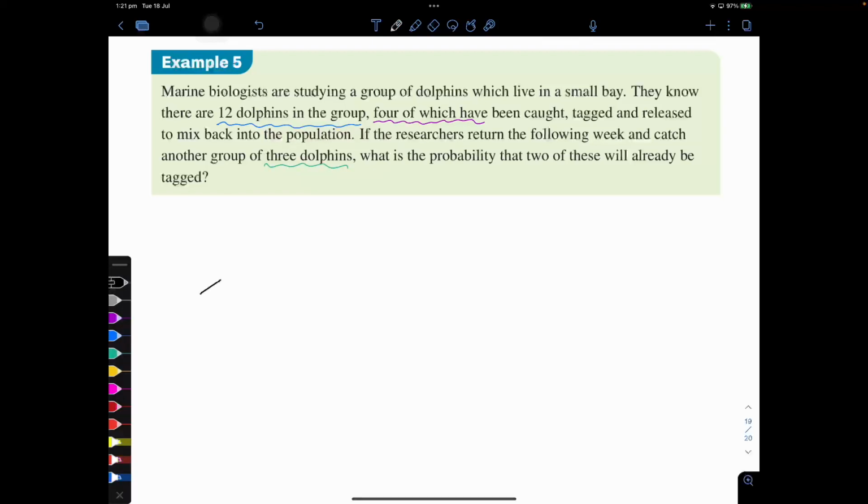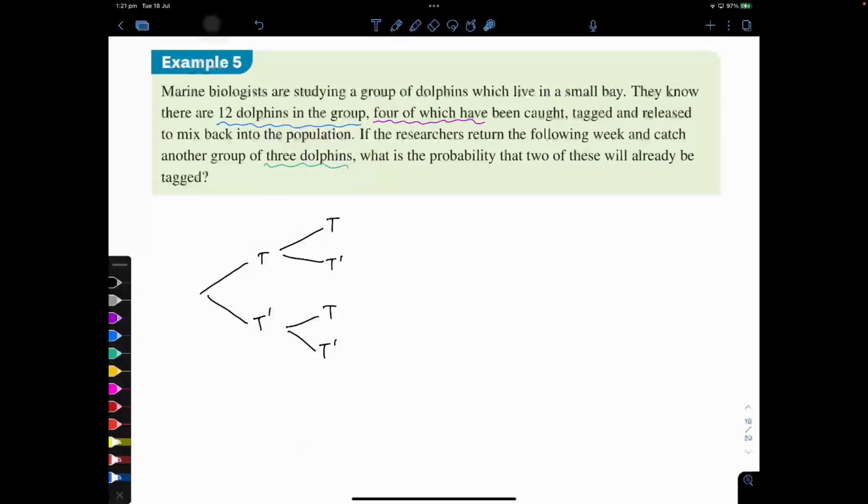Yeah. So you're looking at tagged and not tagged, yeah? Or T and T dash. So second time you come around, T and T dash, T and T dash, yeah? Then again, one more time. The following week, group of 3 dolphins. What is the probability that two of these will already be tagged?